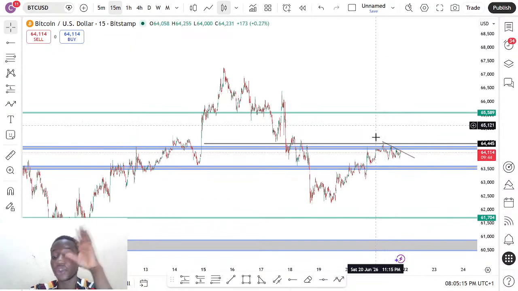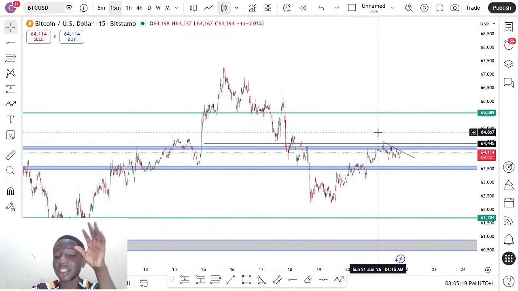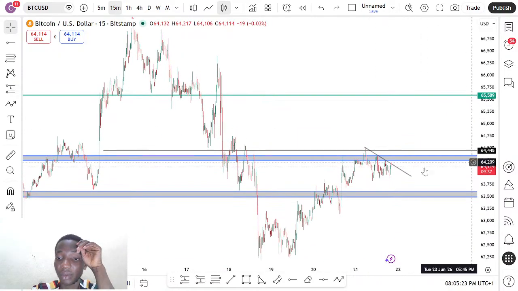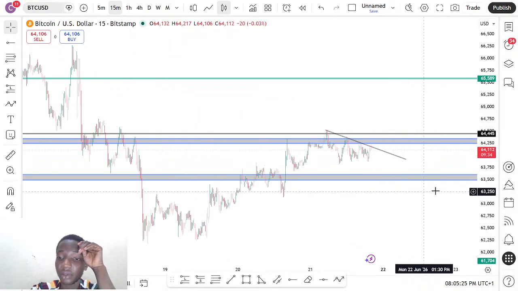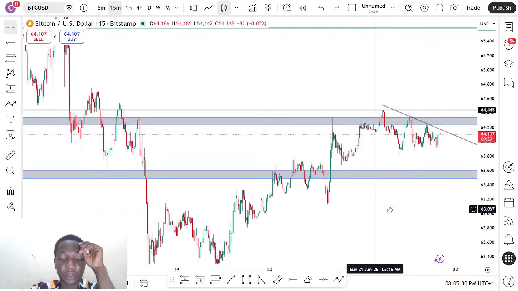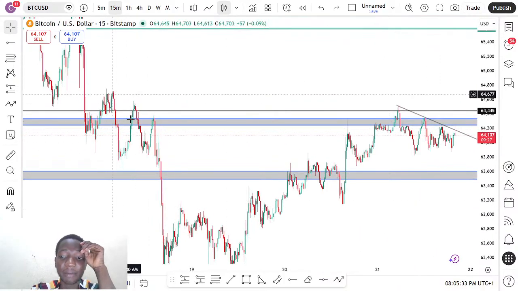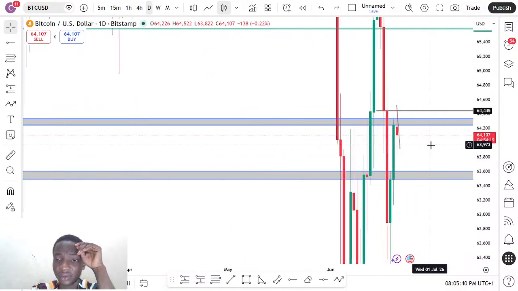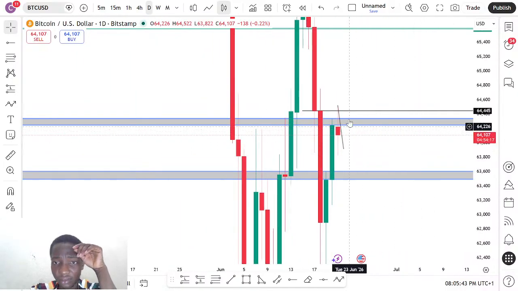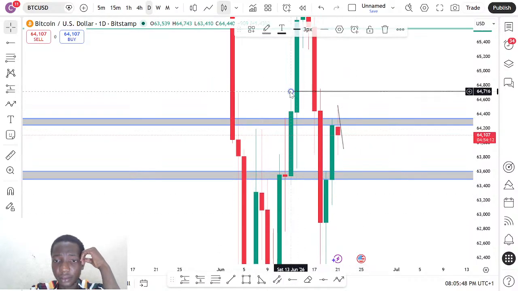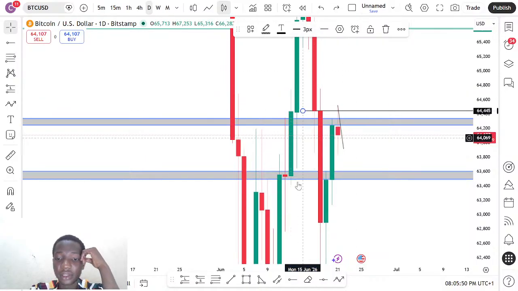So I'm just waiting till tomorrow on this BTC trade. Till tomorrow I will know if I'm to sell or to buy, depending on what the market is showing me. Because I'm still expecting the market to give a break of this zone here. I marked it properly before. Let me just leave it like that.